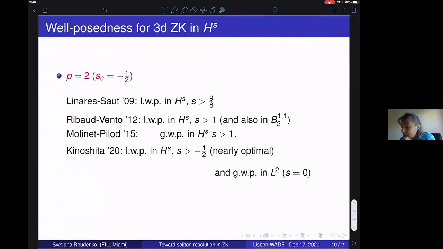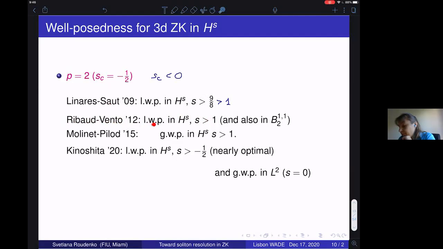I'll mention the 3D case. In 3D, this means that s_c is less than 0, so it's subcritical. So we expect that in this equation solutions exist globally. So what do we have here? Linares and Saut in 2009 got local well-posedness for s greater than 9/8. So notice that this is greater than 1. And then it was lowered down to 1, but not including 1.